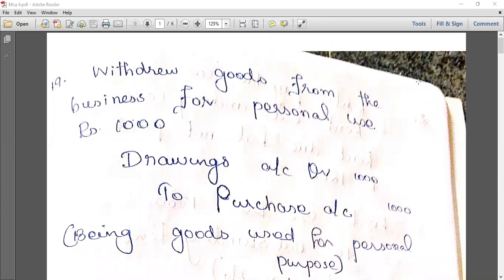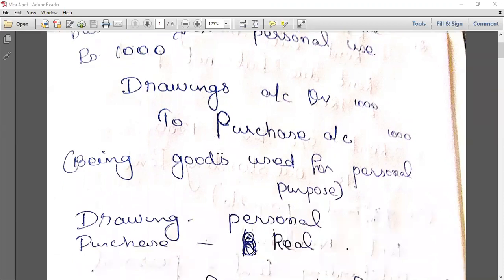Withdrew goods from business for personal use, rupees 1000. In this case, the owner of the business takes the goods from the business. So drawing account debit to purchase account. Drawing is a personal account and purchase is a real account. In this case we only put credit in purchase. Otherwise purchase is a debit balance.